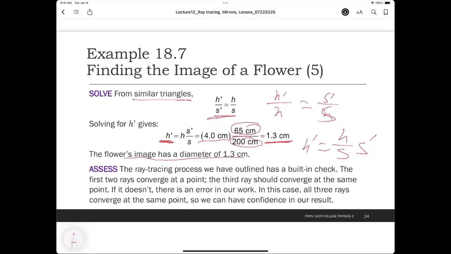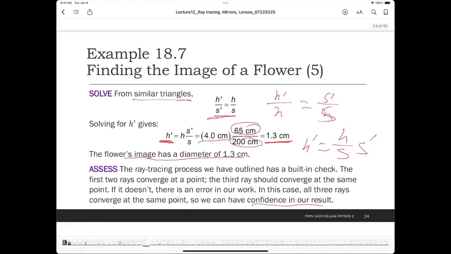As this question says, the ray tracing process we have outlined has a built-in check. The first two rays converge at a point. The third ray should converge at the same point. If it doesn't, there is an error in our work. In this case, all three rays converge at the same point, so we can have confidence in our result.